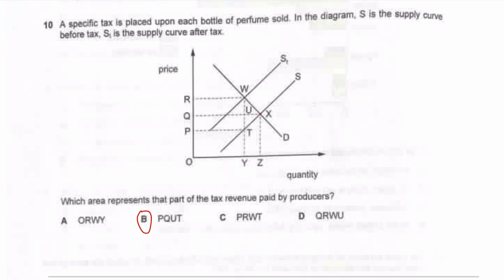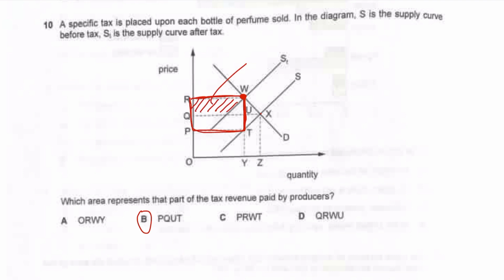Now we know that a specific tax is a tax per unit. It's an indirect tax causing the supply curve to shift inwards. So this entire area is basically the tax revenue to the government. The vertical distance between the two supply curves represents the tax per unit multiplied by the number of units sold. So this area represents the entire tax payment to the government. Half of this burden represents the consumer's share of the burden, while this represents the producer's share of the burden. So the correct answer is B. That is the producer's share of the burden, right?